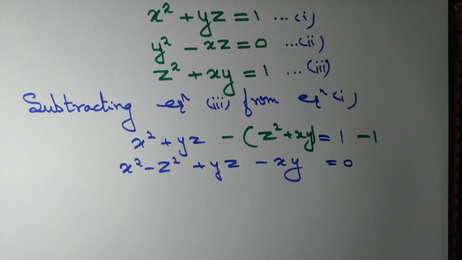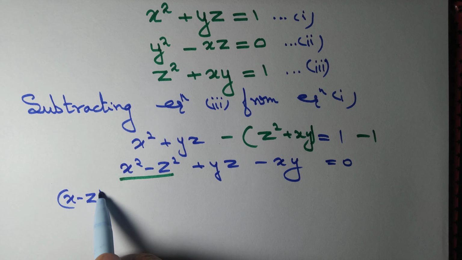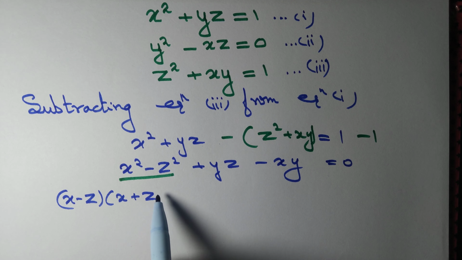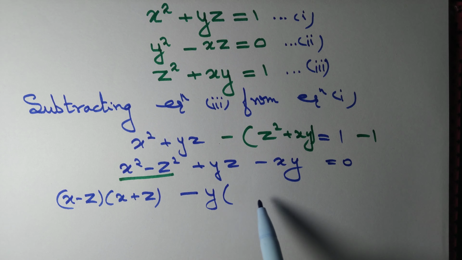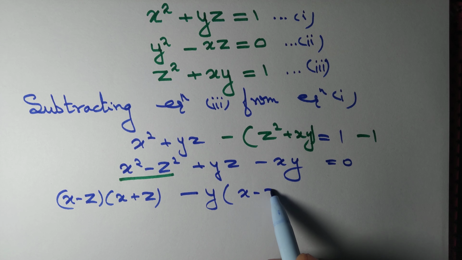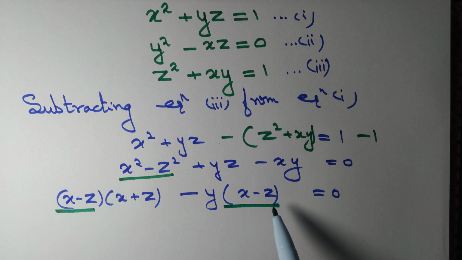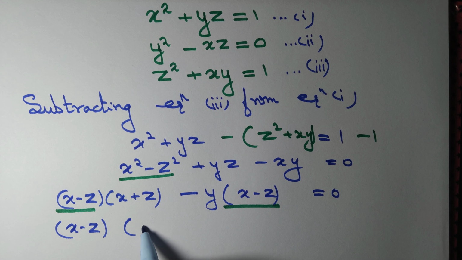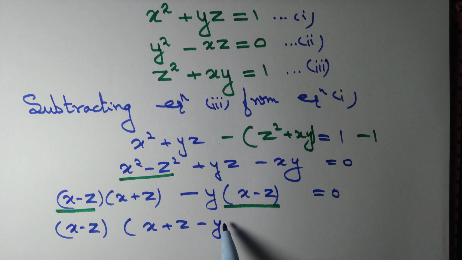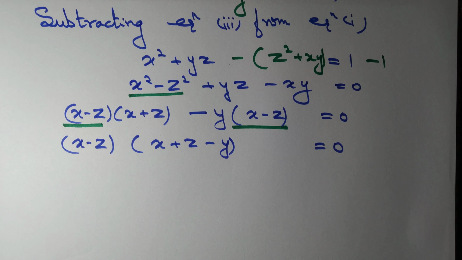You see, you can factorize x square minus z square and write it as x minus z whole thing into x plus z. What about this one? Take minus y common and you are still left with x minus z equal to 0 as it is. See, x minus z you can take common. If you take x minus z common, you are left with x plus z minus y equal to 0 as it is.